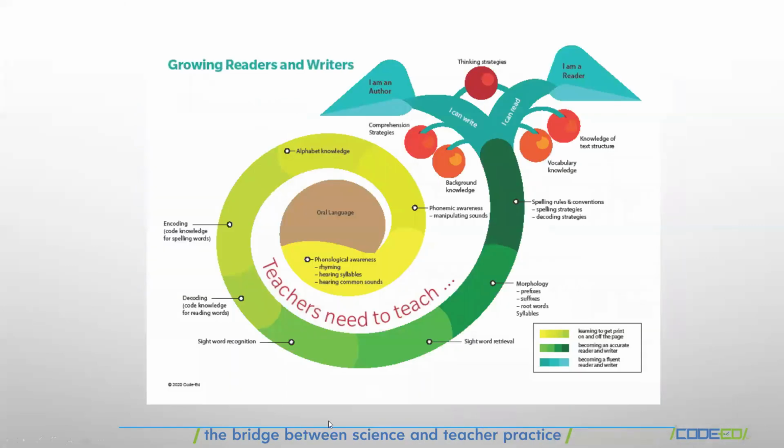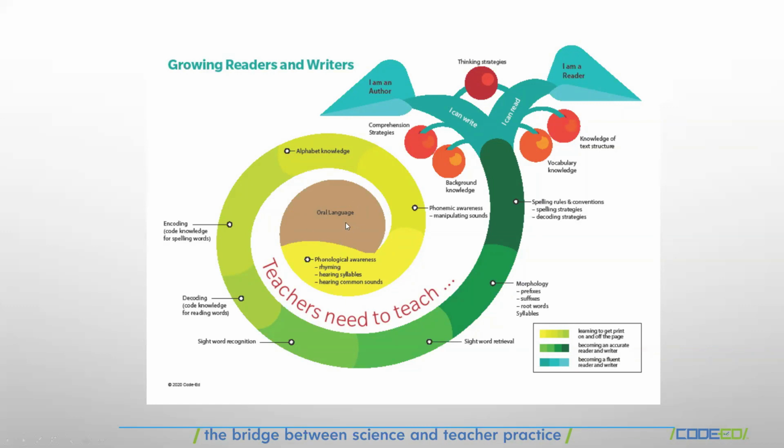So I want to show you this diagram to show you where the code knowledge sits. Now this is showing how we grow readers and writers. It starts with a seed, it builds a stalk, and we have the ability to flower into being an author, a person who can communicate their ideas to other people fluently, and a reader, a person who can read other people's ideas and make sense of them. Now that's a big task. Both of those things take a lot of work.